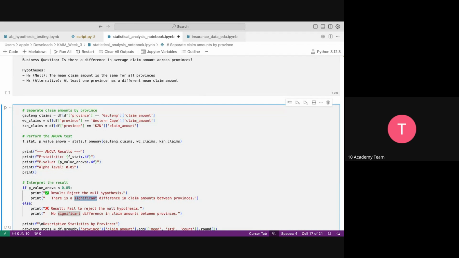So ANOVA and t-test, what's the main difference? If the p-value is less than 0.05, we reject the null hypothesis, and if it is greater, we fail to reject it. That doesn't depend on the test; it just depends on the p-value. The test is just there to give us the p-value, but the interpretation doesn't differ.